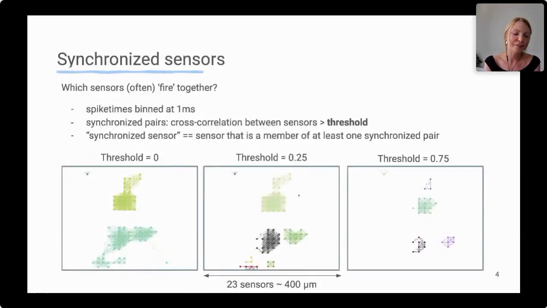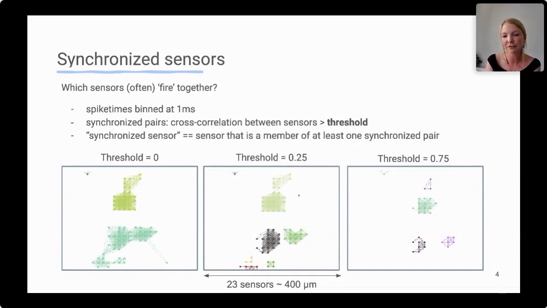So we have the synchronized sensors here. Loosely speaking, synchronized sensors are about which of the sensors fire together. For this, we use the cross-correlation between spike time patterns at different sensors, which we first binned at 1 millisecond. Then a synchronized pair of sensors was a pair of sensors for which the cross-correlation between the spike time patterns exceeded a certain threshold. And a synchronized sensor is a sensor that is a member of at least one synchronized pair.